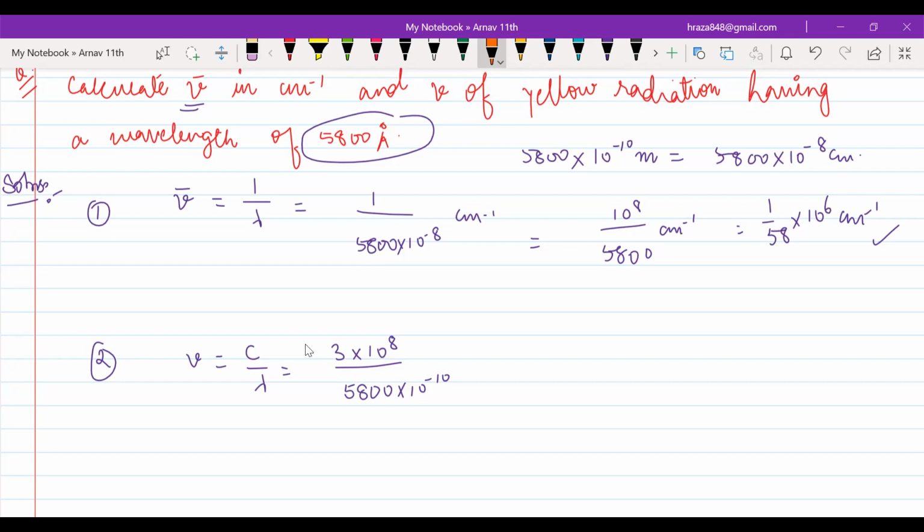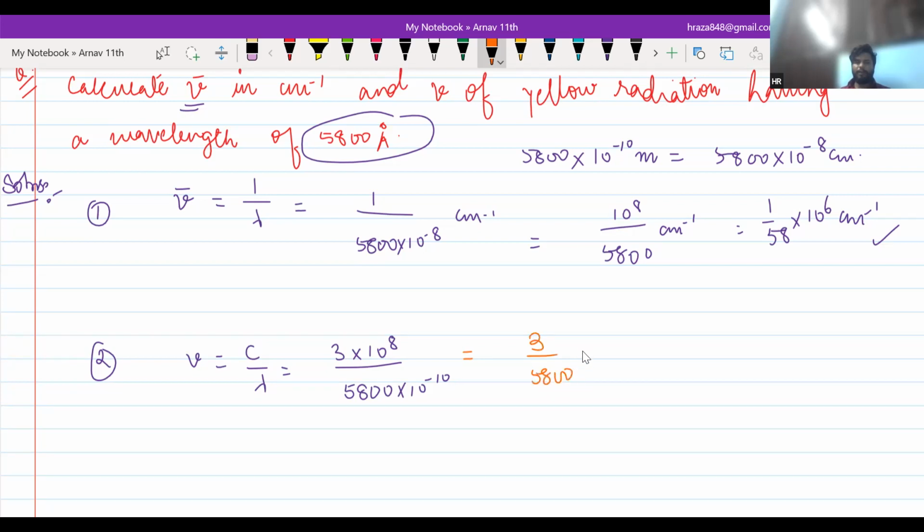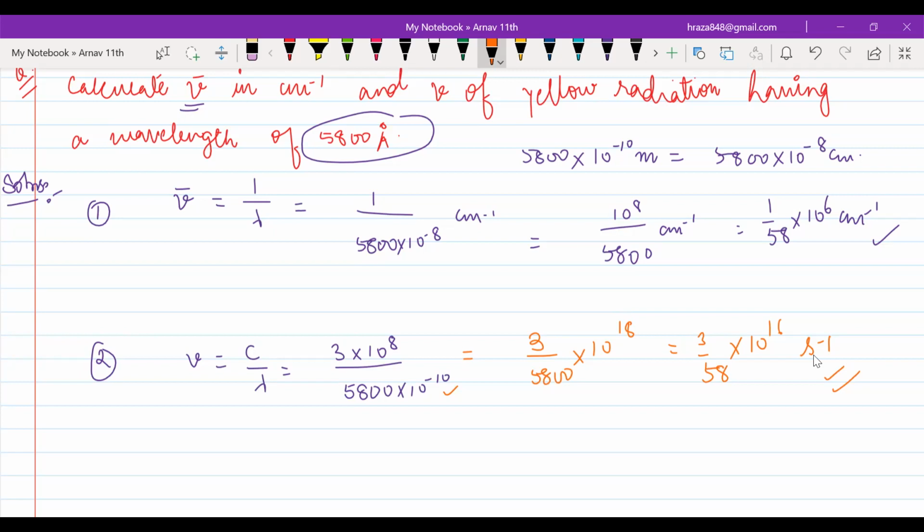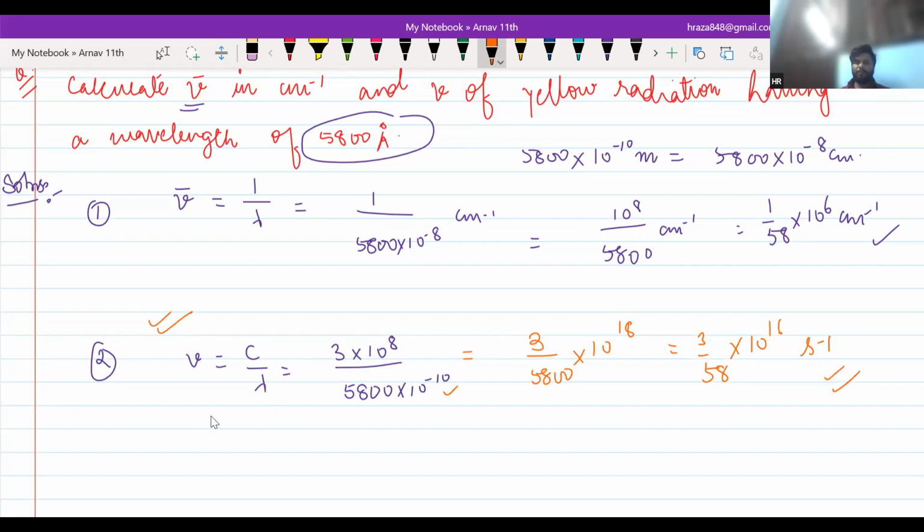So we can write directly like 3 upon 5800 into 10 raised to the power, this will be positive 18. And then we can also write 3 upon 58 into 10 raised to the power 16. Yes or no? Yes, sir. Very good. If you are going to convert this into centimeter, it will also be easy.